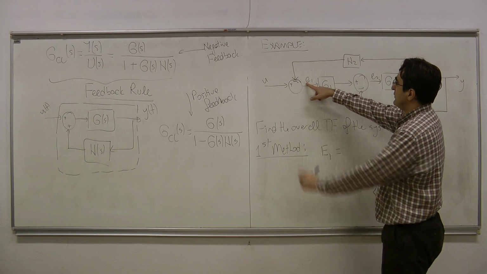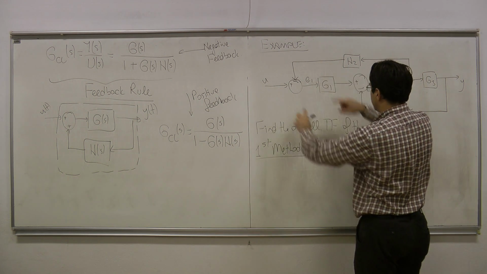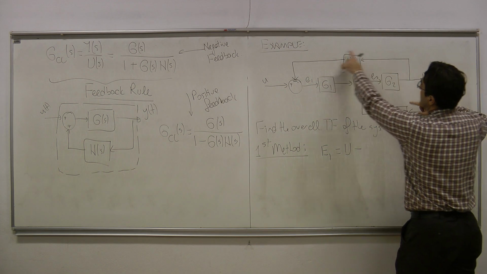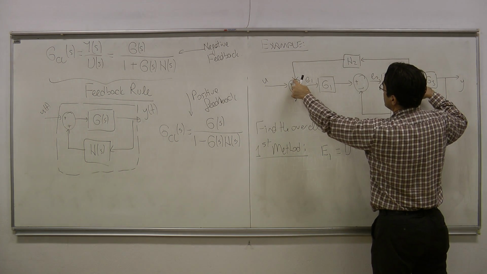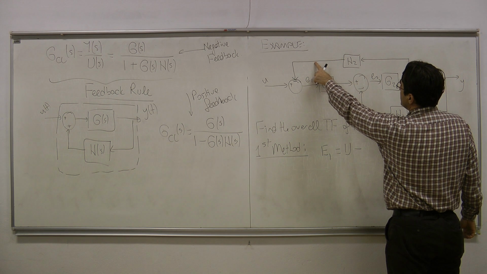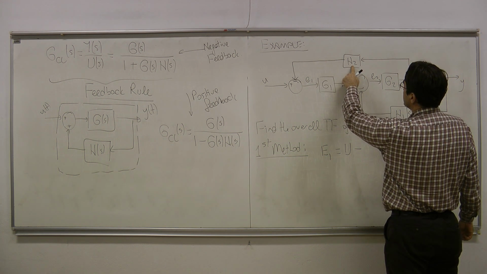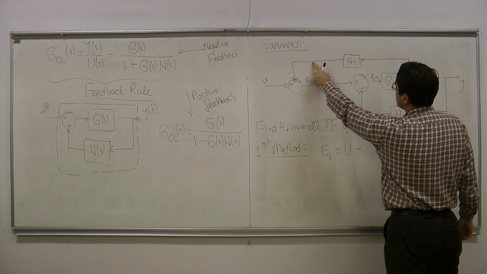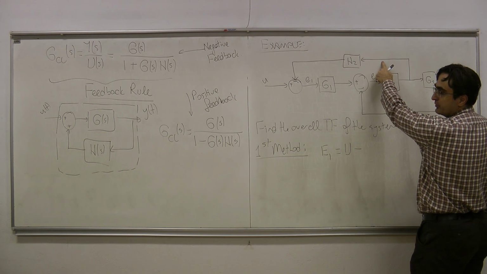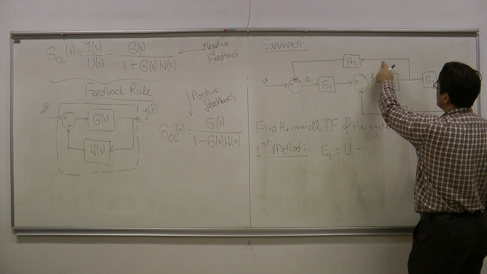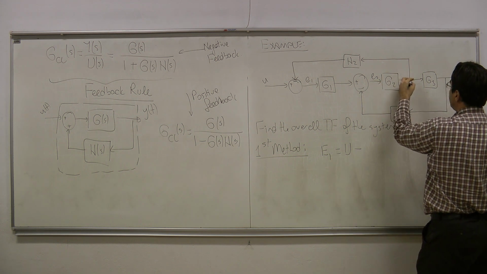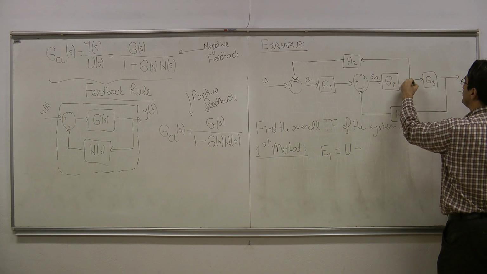E1 is the difference between u and this signal. There is a minus sign here, minus this signal coming from here and going into that minus sign. What is the Laplace transform of that signal? This signal is the output of the H2 system. So the Laplace transform of the output of the H2 system is going to be the transfer function H2 times the Laplace transform of this signal. And what is the Laplace transform of that signal? This signal is the output of G2 and the input is E2 here. So the Laplace transform here is nothing but G2 times E2.